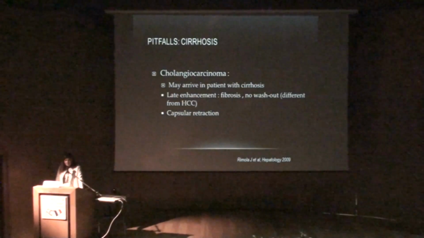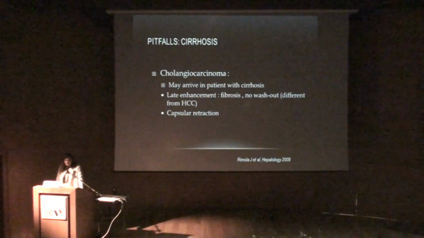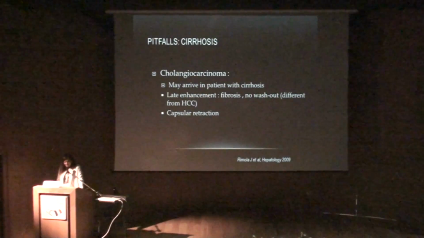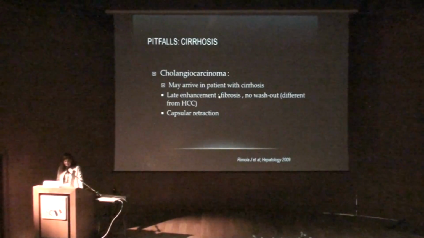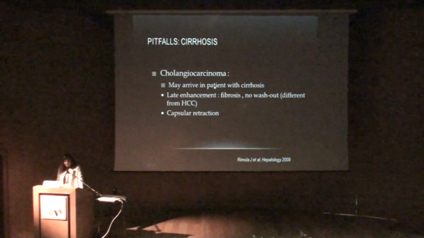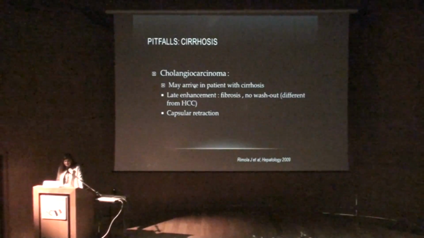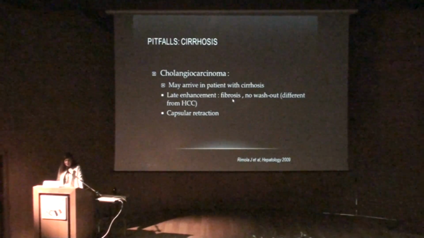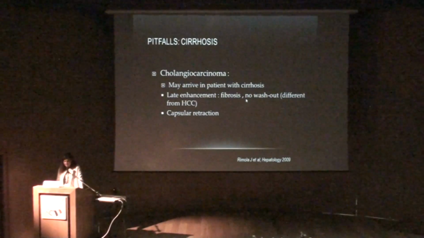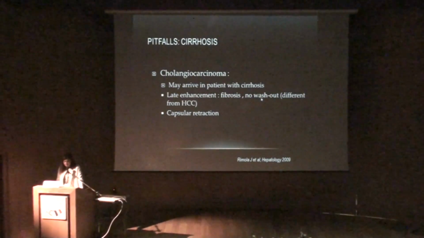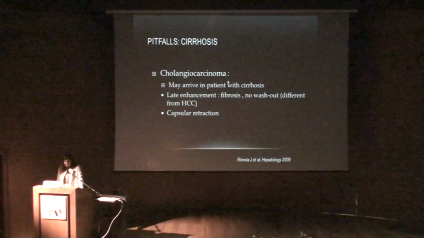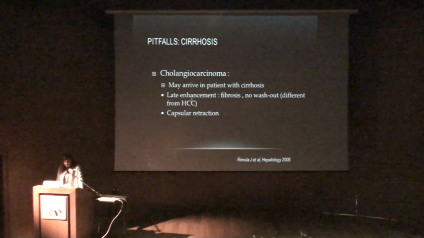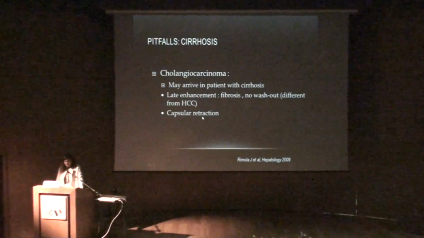Be careful, you can have some pitfalls. The first one concerns patients with liver cirrhosis. You have to keep in mind that cholangiocarcinoma may arise in such patients, but when you look at the lesion, you will have a late enhancement because of the fibrosis component of the lesion. So there is no washout. And that can really help you to differentiate a cholangiocarcinoma from an HCC. And in patients with cirrhosis, you may have also a capsular retraction.